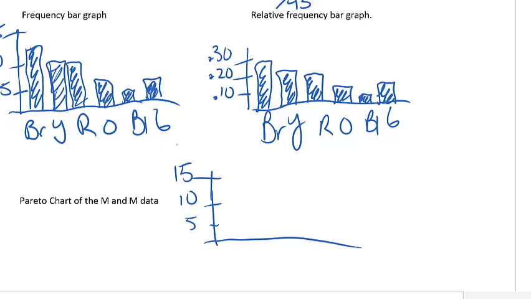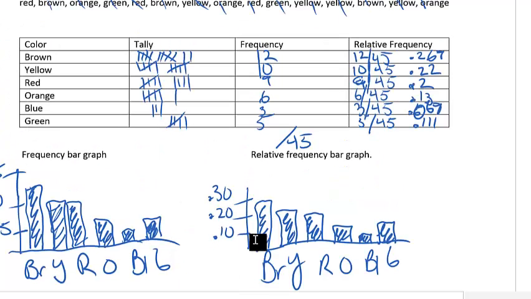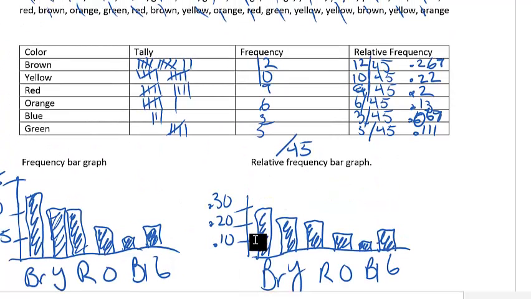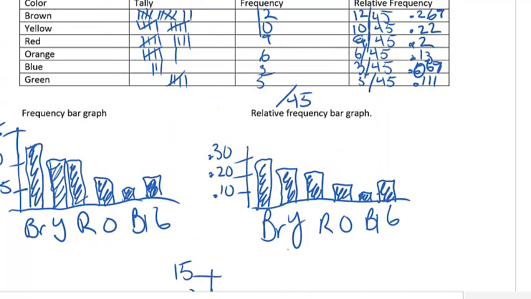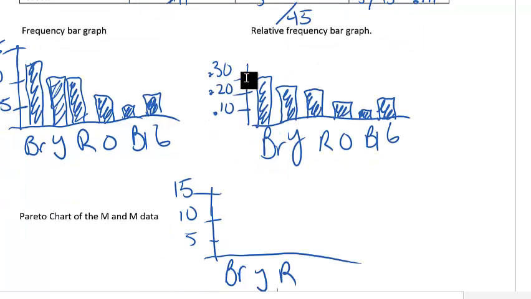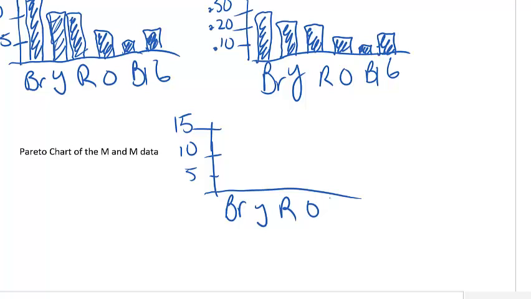that. Brown is clearly the highest. Then we can go back up and look at the numbers. Then we want yellow, red. Then after red we want orange, then green, and then blue. So all it really did was switch the last two bars. But other than that, it's going to have the same sort of look, except it'll be descending.